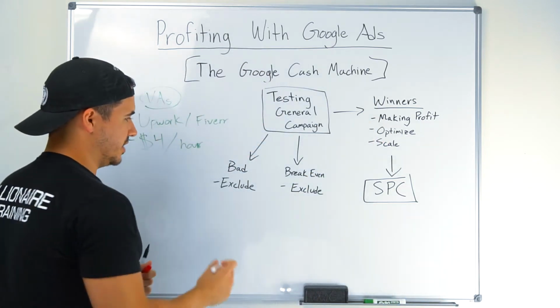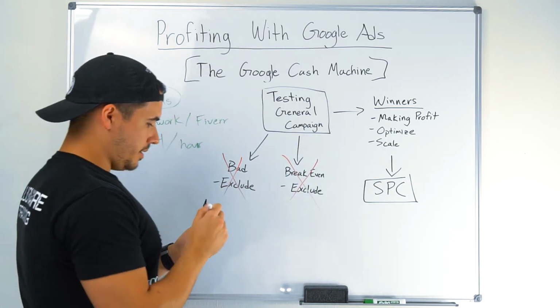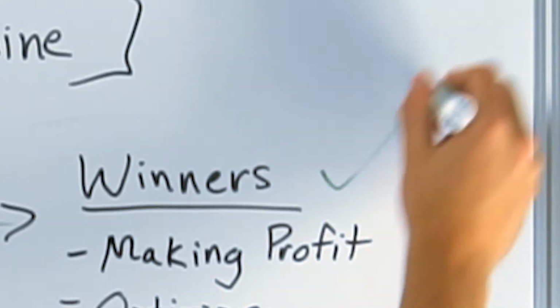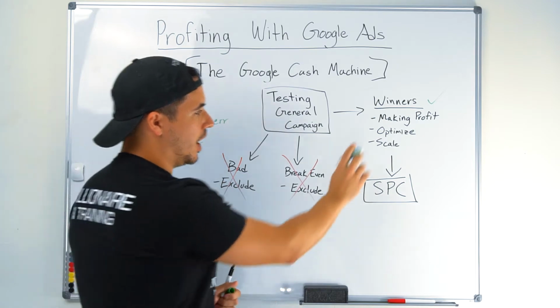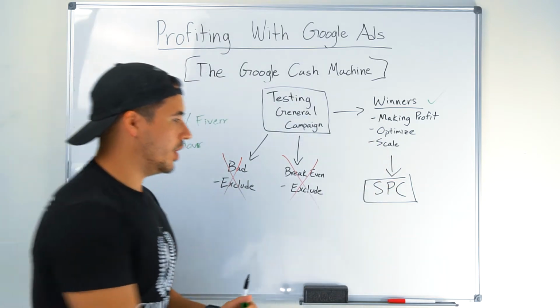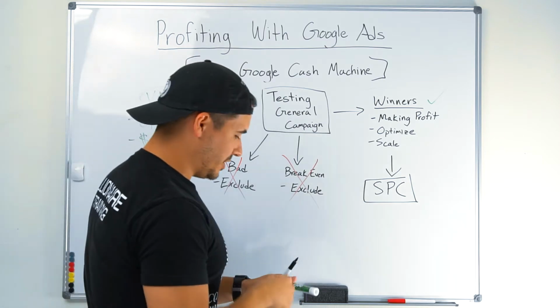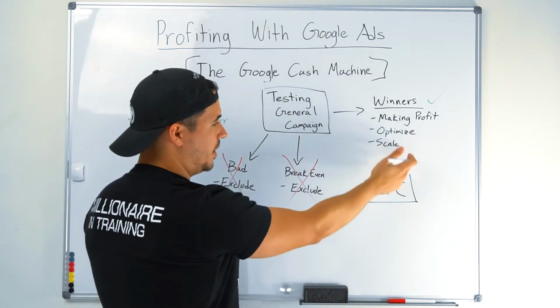so these guys are bad. Bad, exclude, break even, get rid of that. All right. Once we find the winners, our sole purpose here is to optimize and scale them. So what we want to do is create a specific product campaign for that product. And what that allows us to do is we can now do these things that we're saying up here. We can optimize and scale.